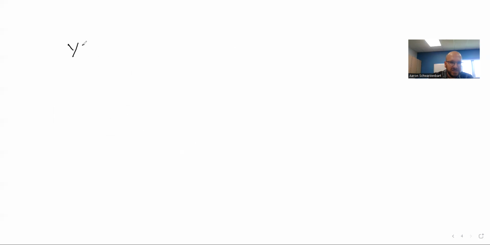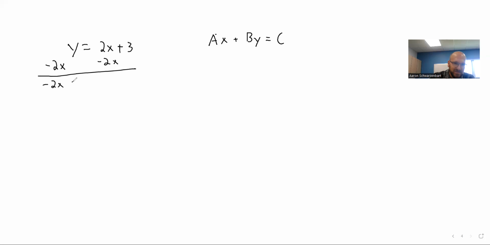So if I've given an equation and I want to switch it to standard form. Remember, standard form is ax plus by equals c, where a, b, and c are all integers. That means whole numbers or their negatives. This one, I've got all integers. I just need to move the 2x to the other side by subtracting 2x from each side. And then there's just a 3 left on that side. I'm in standard form.